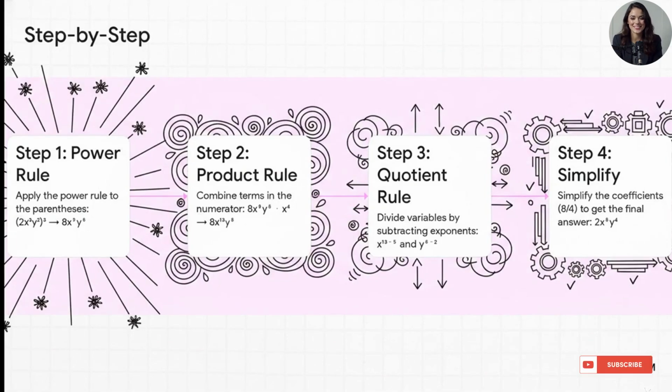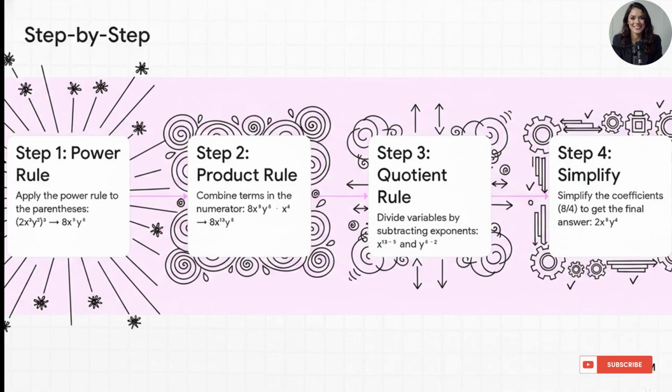Okay, let's walk through it. First things first, we see that exponent of 3 outside the parentheses. So we use the power rule and distribute it to everything inside. The 2, the x, and the y. Boom. Next, we combine the x terms up top using the product rule. We add their exponents. Then we deal with the fraction using the quotient rule, subtracting the exponents of the variables. And finally, we just simplify the numbers out front.